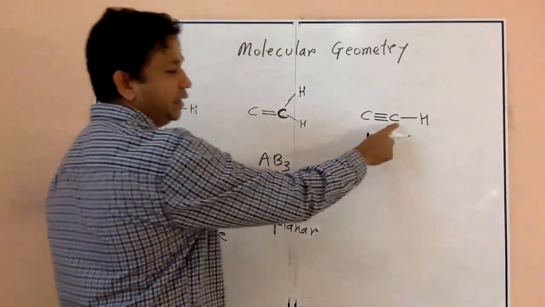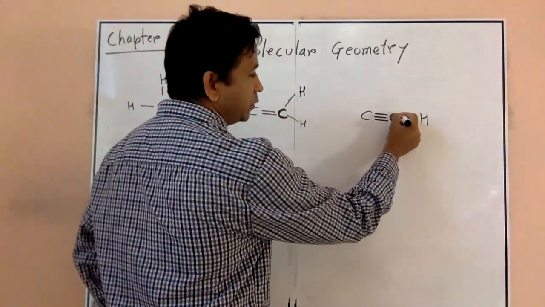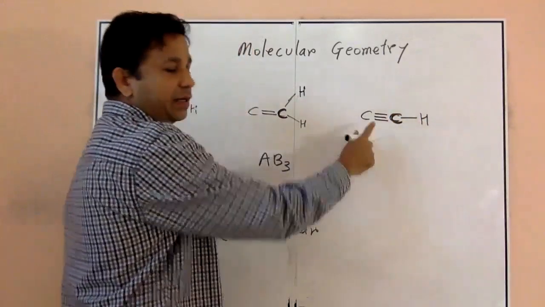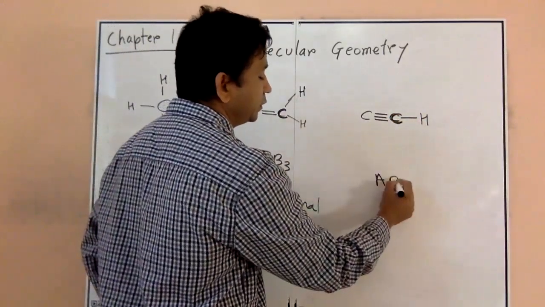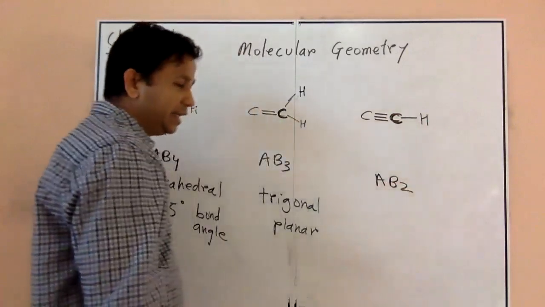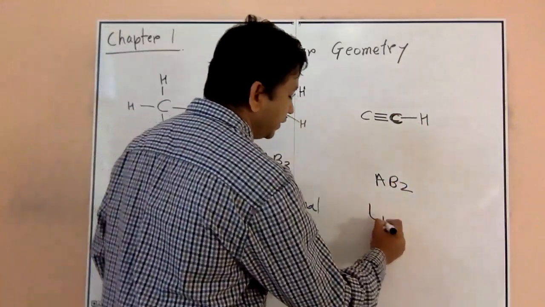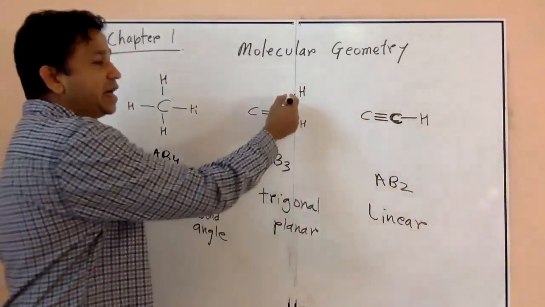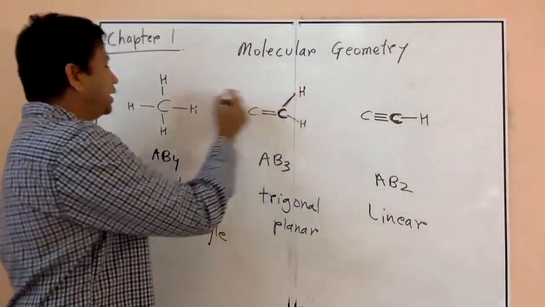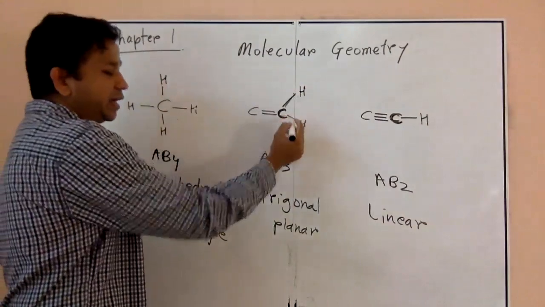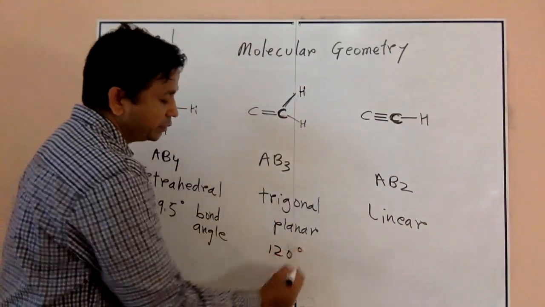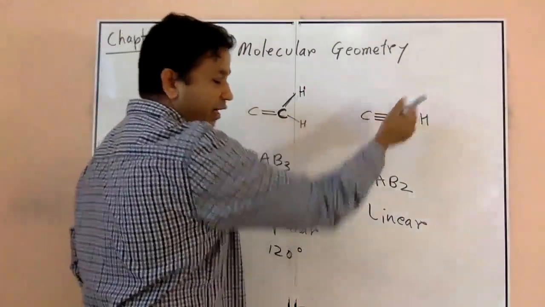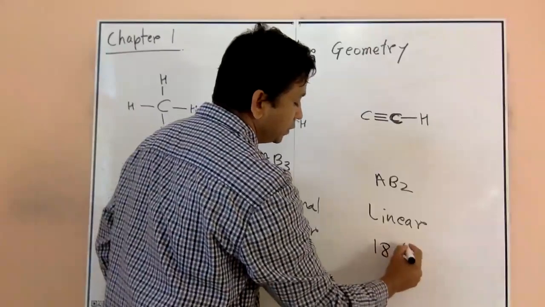In this case, this is your central atom, carbon, and it has two atoms around it, so that's your AB2 model. The AB2 model is linear. It's just one line. For trigonal planar, the bond angle is 120 degrees. And here the bond angle is 180 degrees because this is linear.